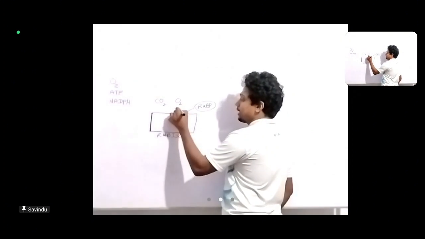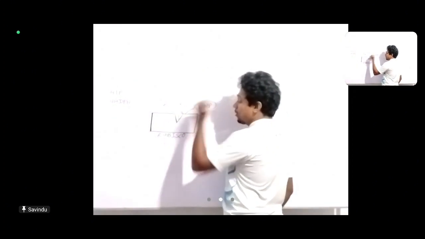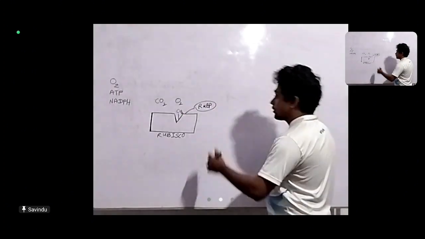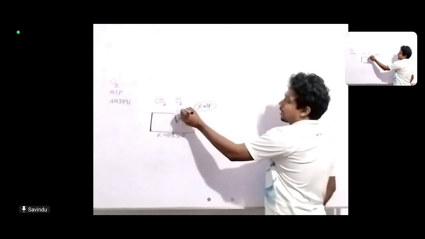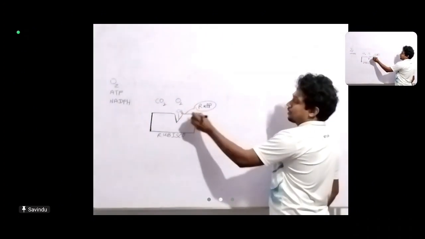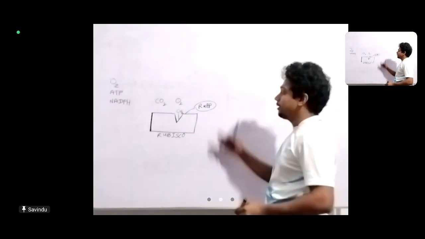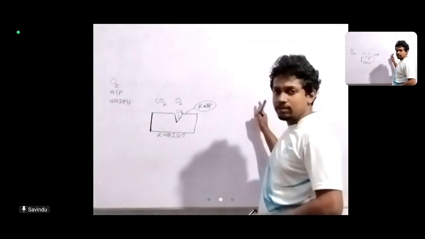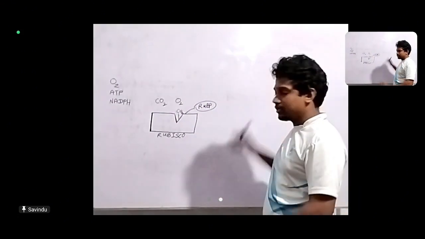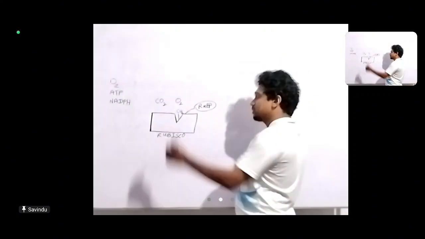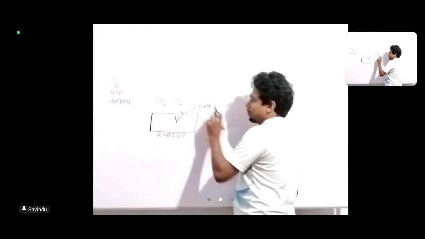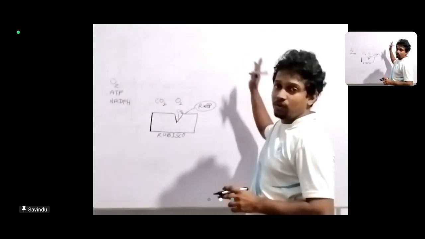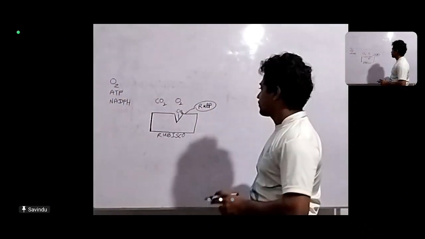If the carbon dioxide is bound, carbon dioxide reacts with RuBP and goes through a certain cycle. But when the oxygen is bound here, what happens? The RuBP goes to a whole different section.